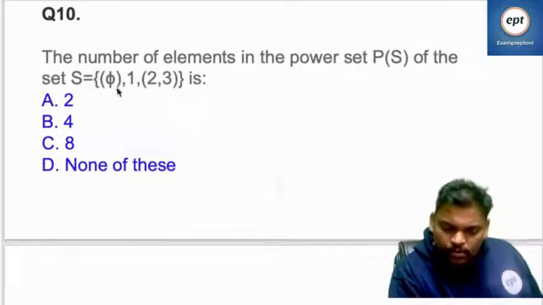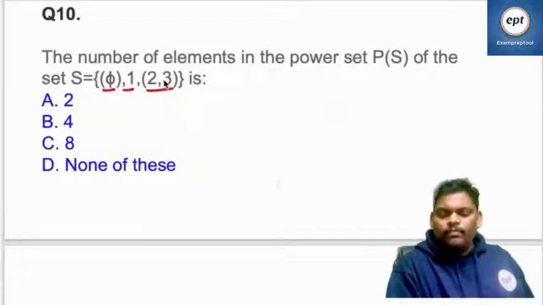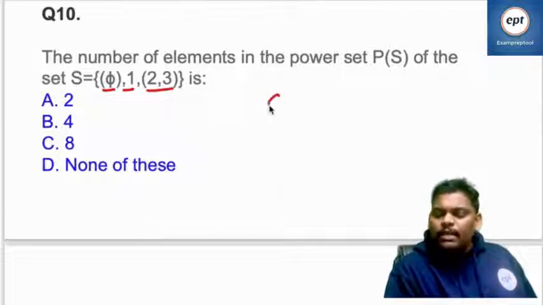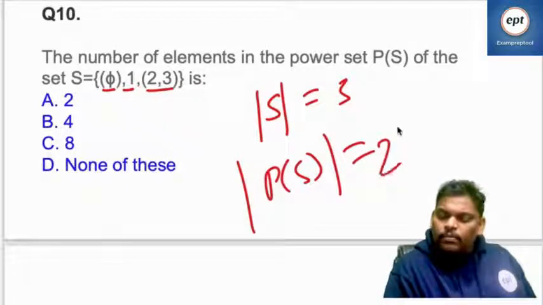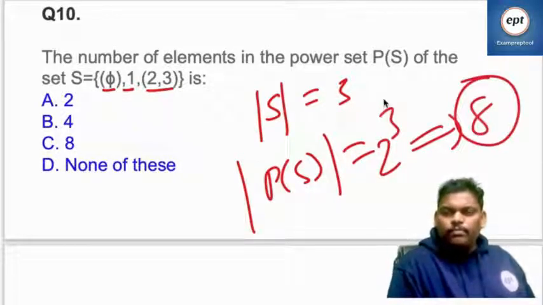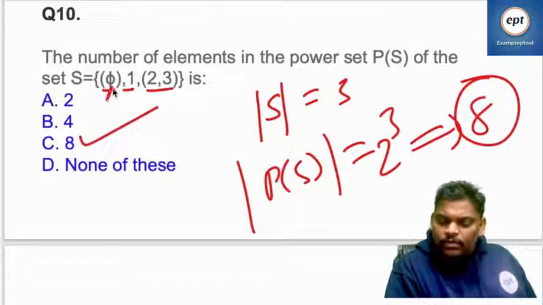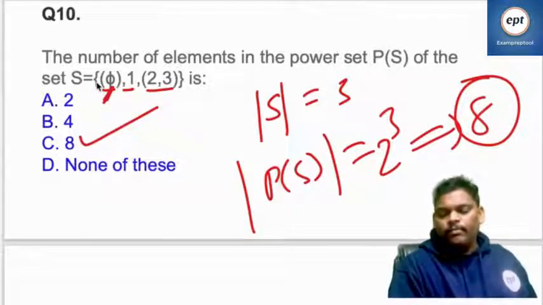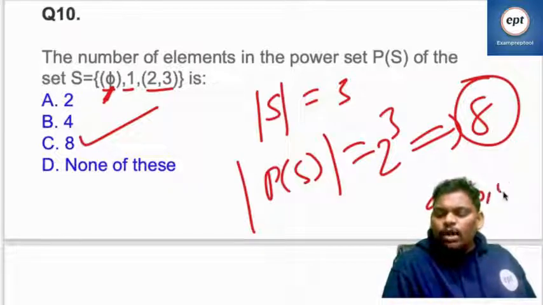So everyone listen carefully. How many elements are there inside? 1, 2, 3. Two commas mean 3 people. If S contains 3 elements, the power set of S contains how many? 8. It is very simple. Don't worry what is inside. To separate 2 elements, 1 comma is enough. You are using 2 commas, which means 3 elements.